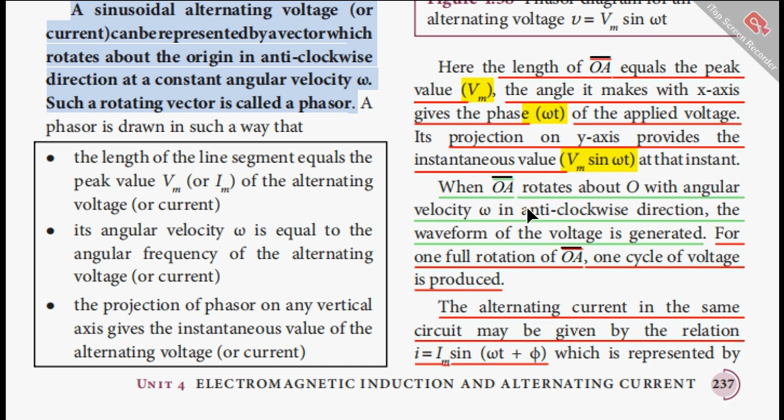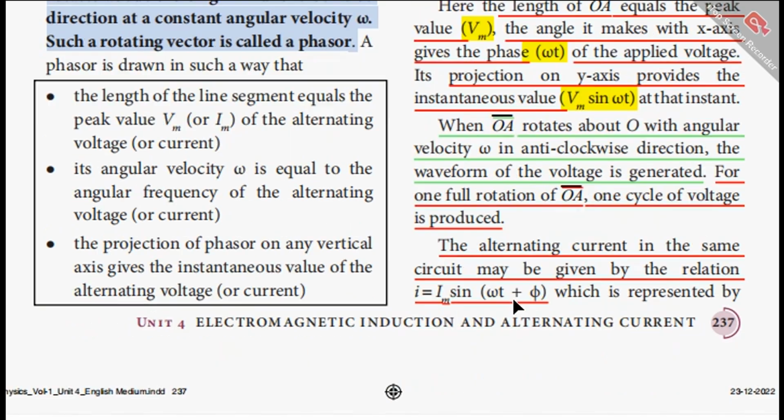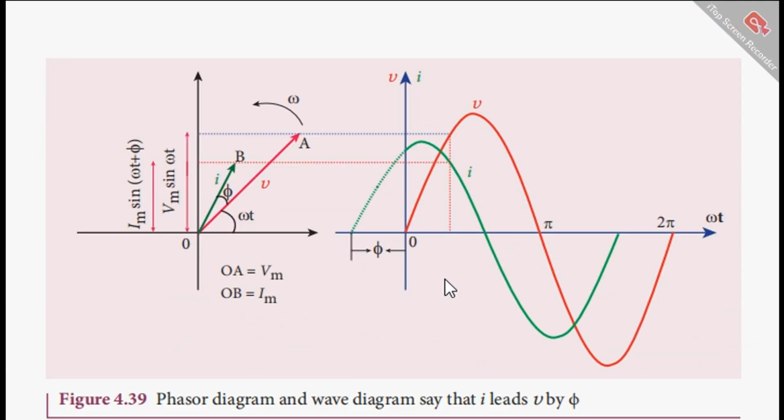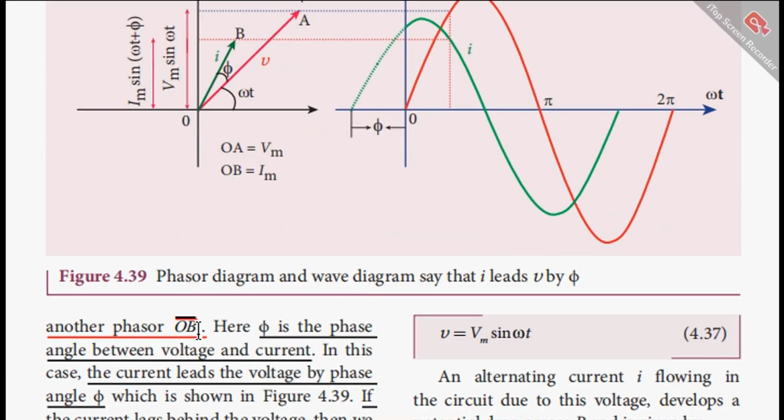When this OA segment rotates about O with angular velocity omega in anticlockwise direction, the waveform of the voltage is generated. For one full rotation of OA, one cycle of voltage is produced. The alternating current in the same circuit may be given by the relation I equal to Im sin(omega t plus phi), and that is represented by another phasor OB here.